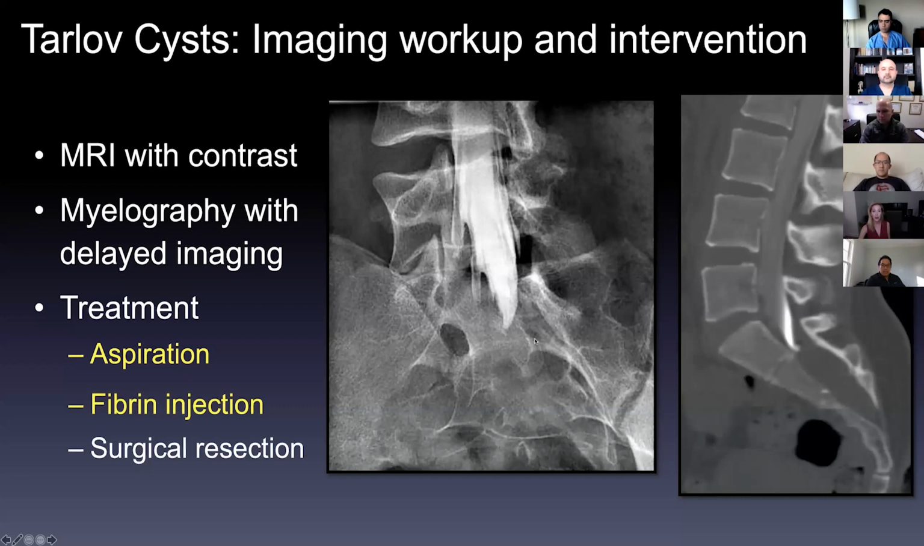So again, what I do, I can aspirate that to relieve the pressure on the nerves that you saw in the front of the canal. And then I can inject fibrin glue or tissue. And what that is supposedly supposed to do is cause an inflammatory reaction around the wall of the cyst to hopefully block off that little connection to the thecal sac. If that doesn't work, they go to surgery if it's deemed necessary.